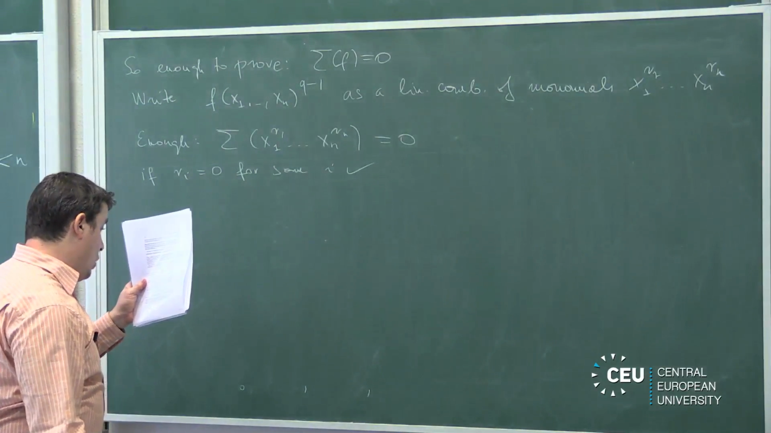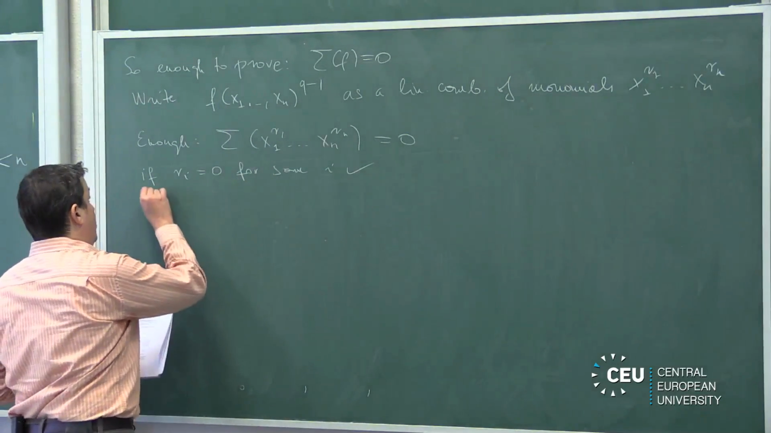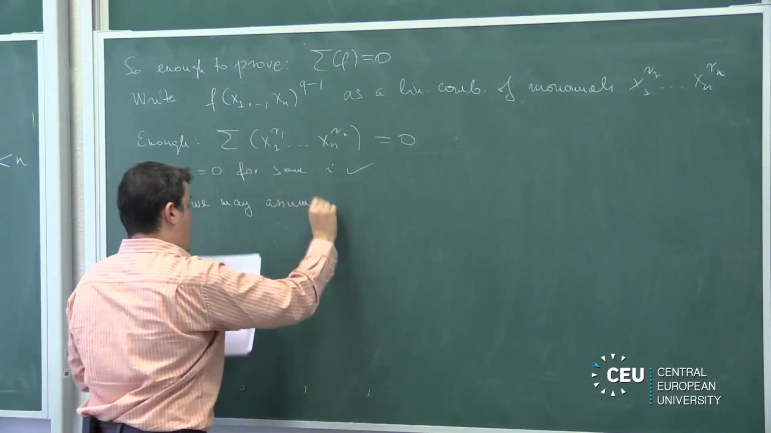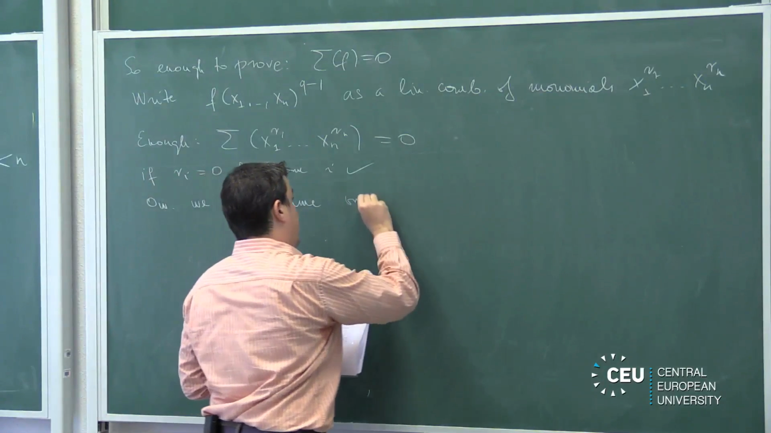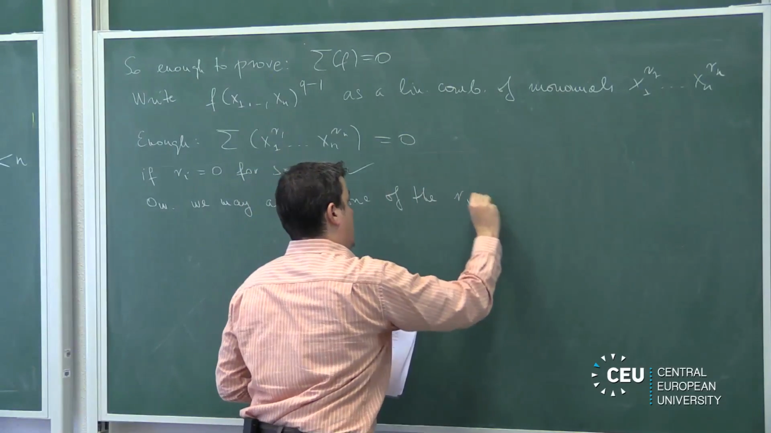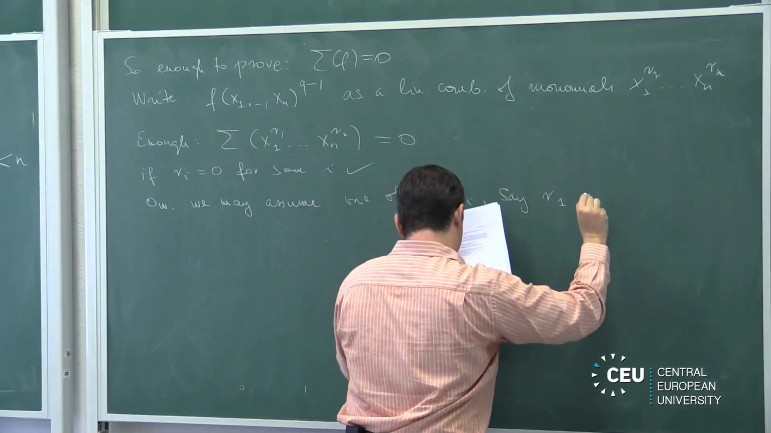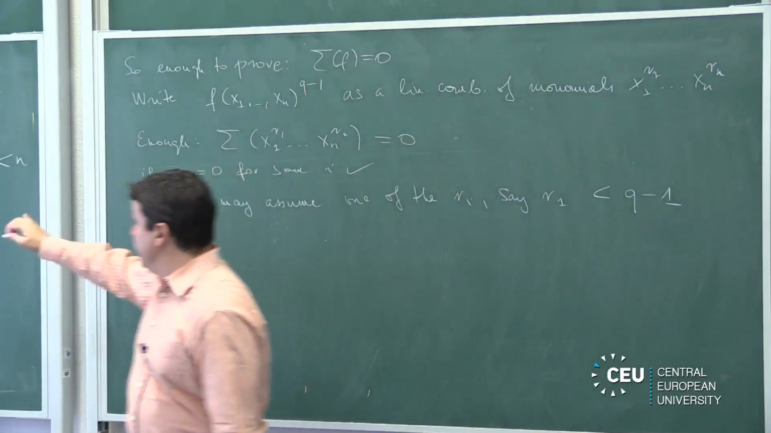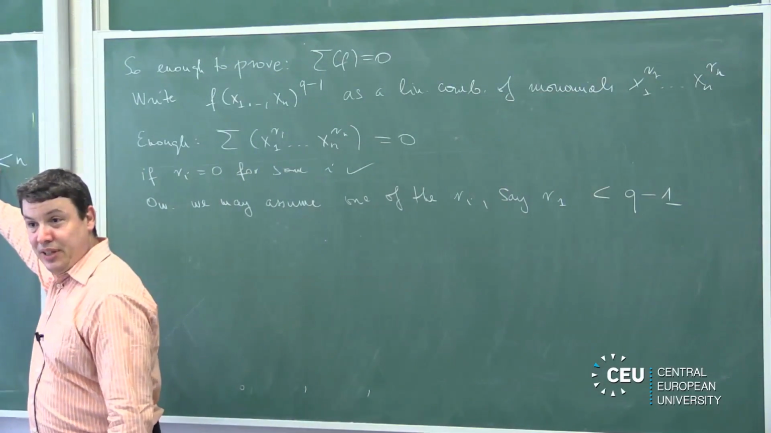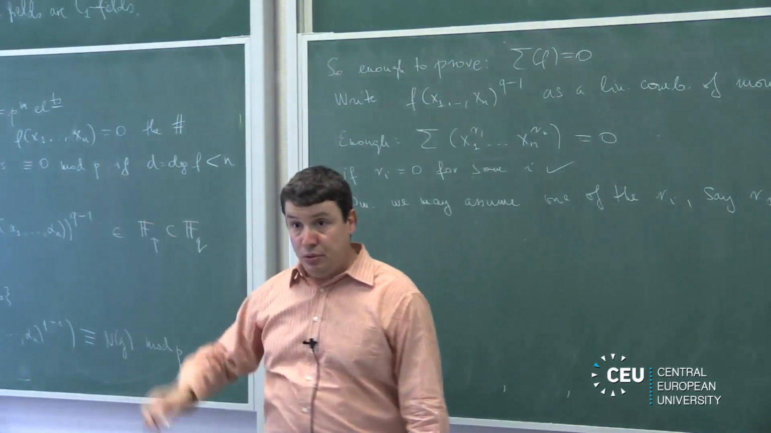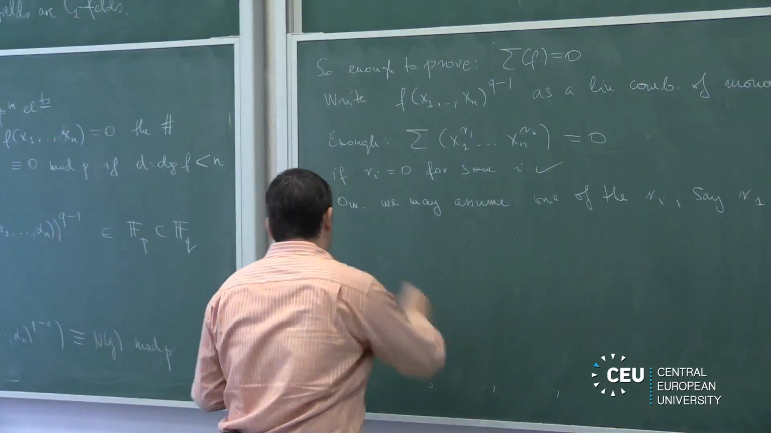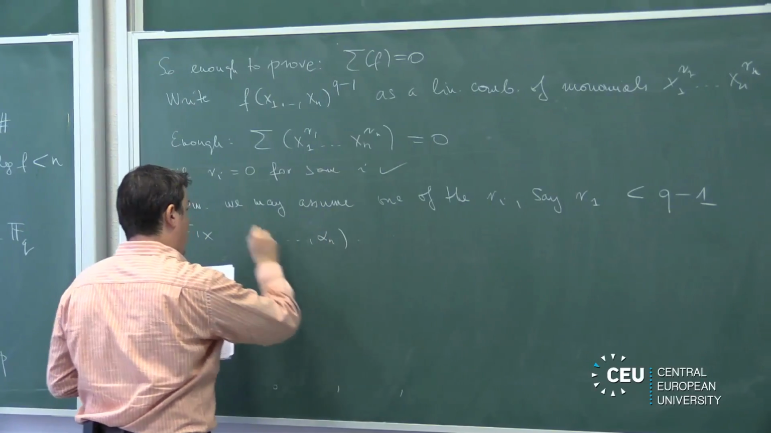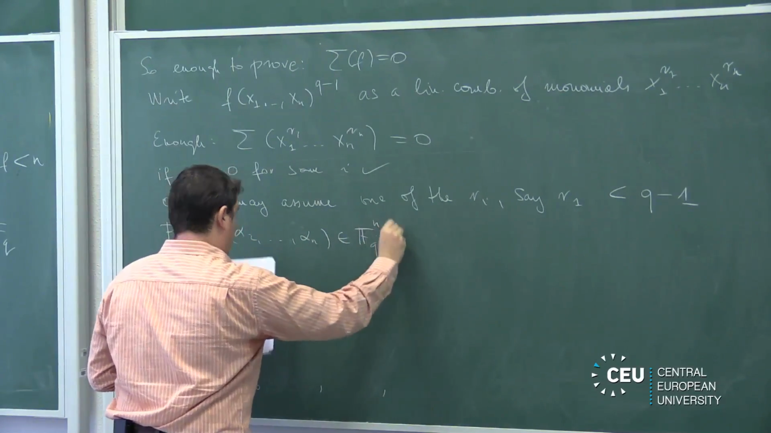And also, otherwise, we may assume that one of the ri, say r1, is strictly smaller than q minus 1. So why is this so? Well, this is the pigeonhole principle. We suppose that the degree is smaller than n. So one of them should then be smaller than q minus 1. And then I fix alpha 2 to alpha n in F_q to the n minus 1.